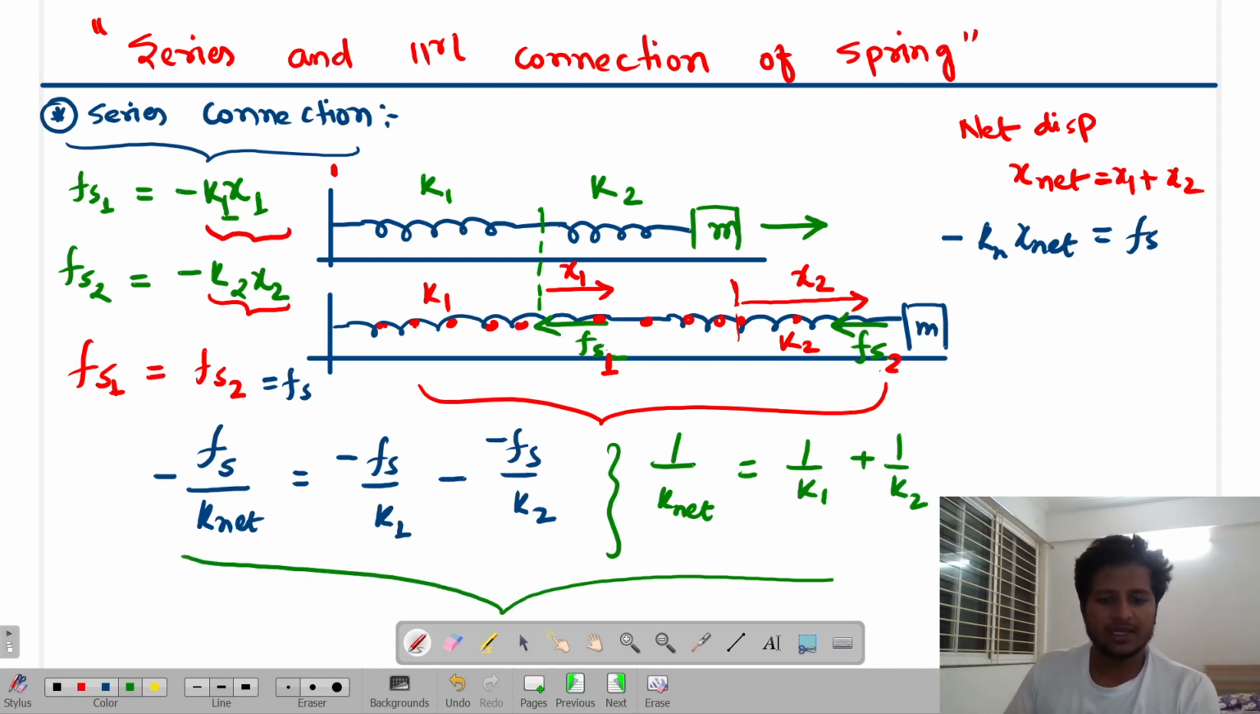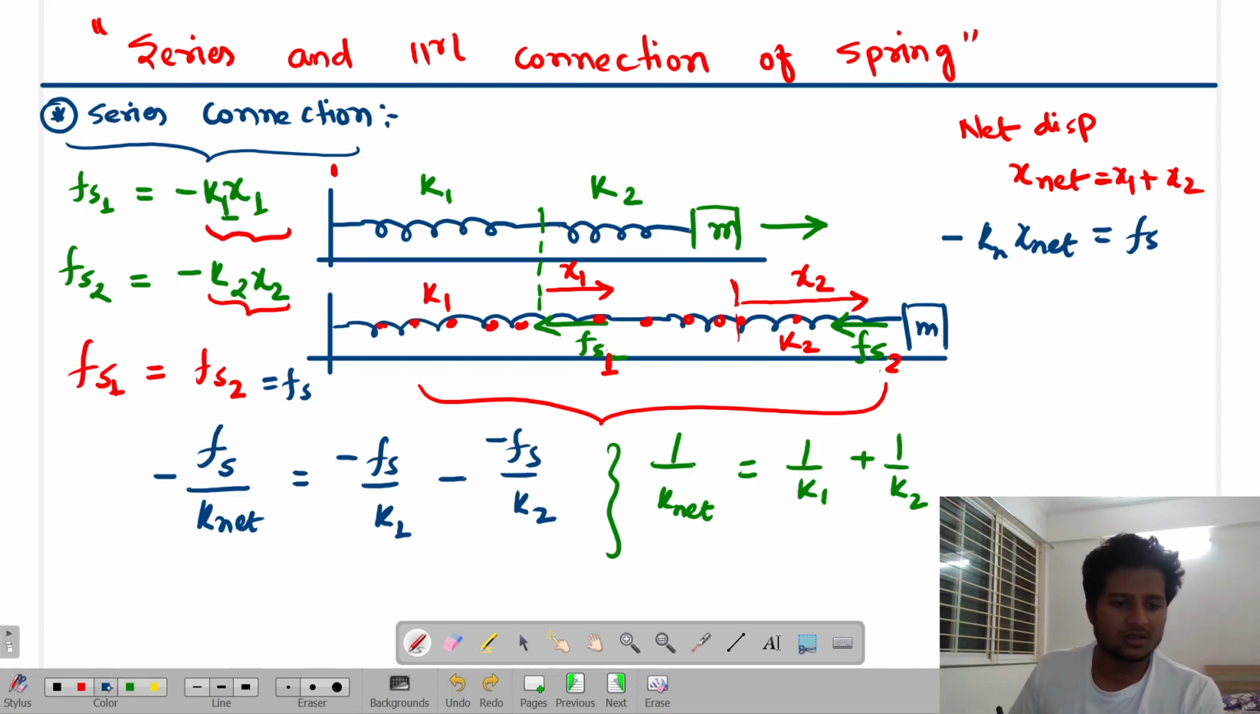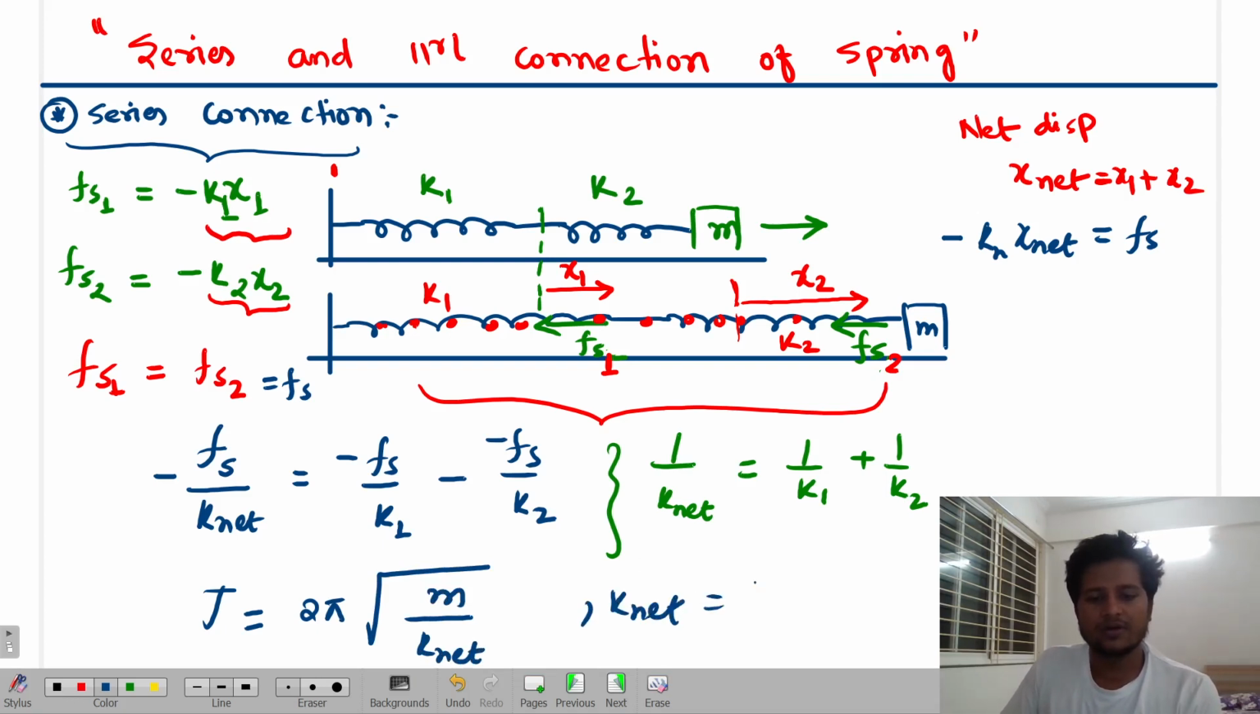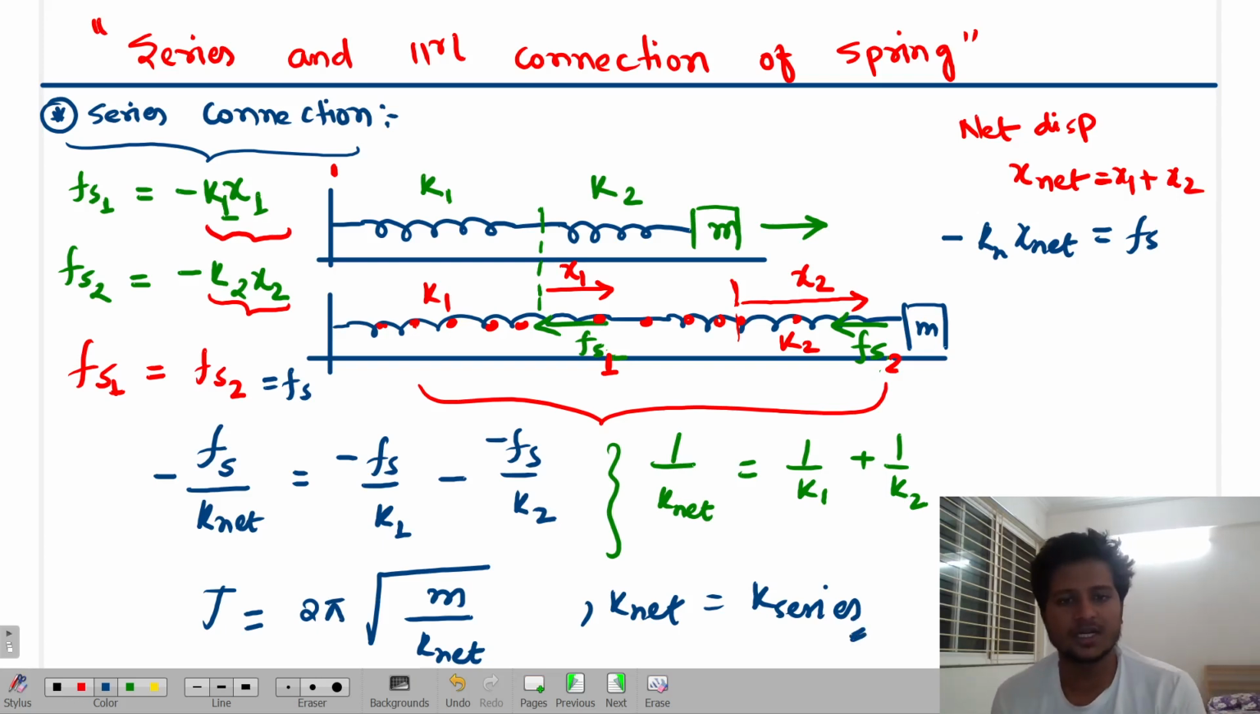Now, if there is only one block, then we can write the time period equation. Then time period will be what? 2 pi root under m by k net, basically what? K net, or you can say that k net is the k of series connection. Which connection? Series. Is that clear or not? Are you able to get me?